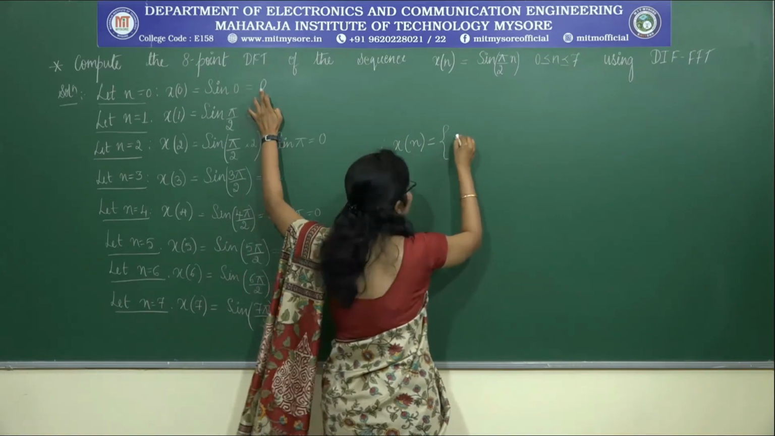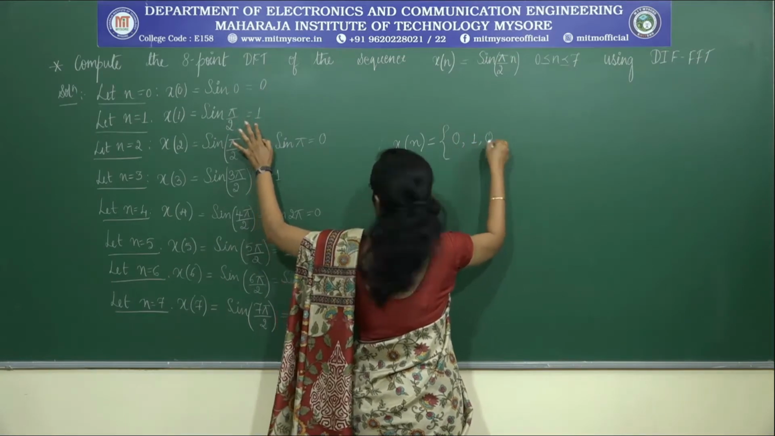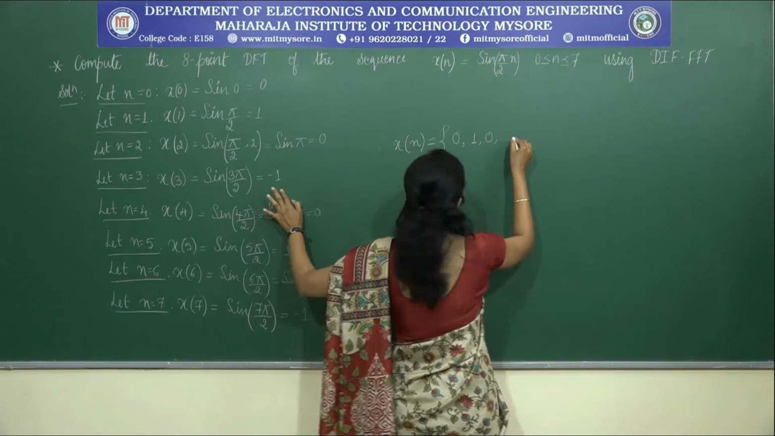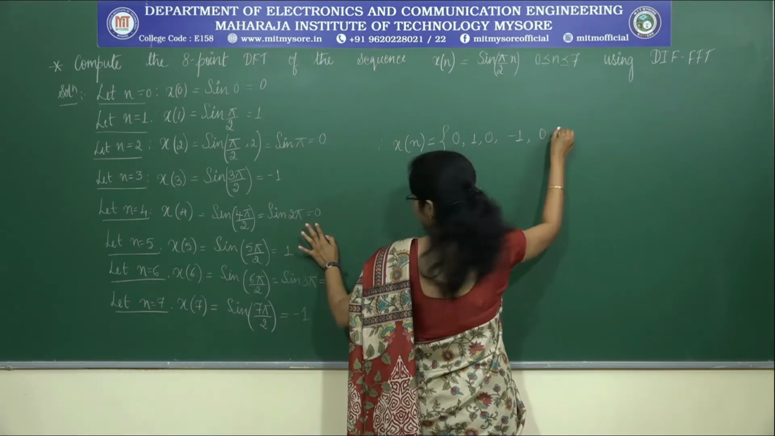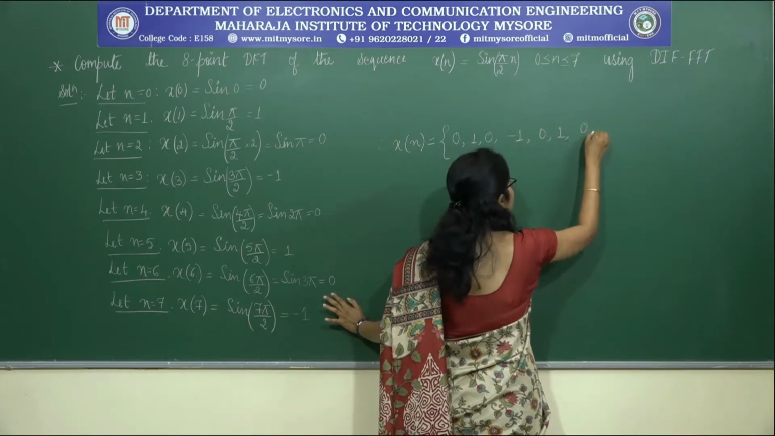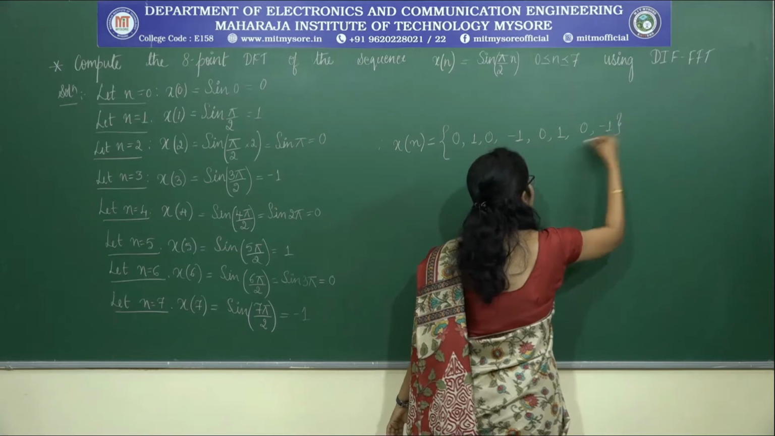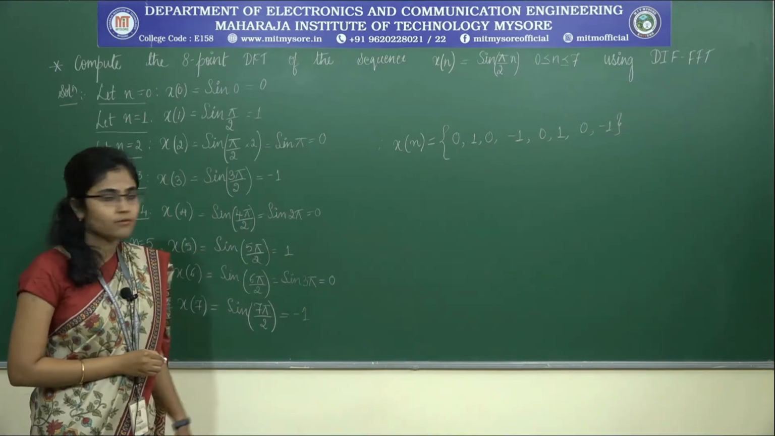What is the first value? It is 0. Second, it is 1. Third, it is 0. X of 3 is minus 1. X of 4 is 0. X of 5 is 1. X of 6 is 0 and x of 7 is minus 1. So, we found out the sequence of x of n.